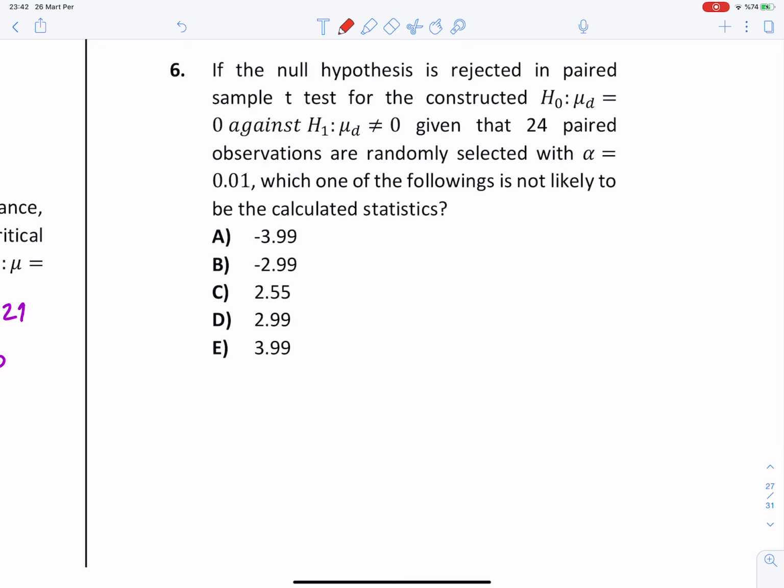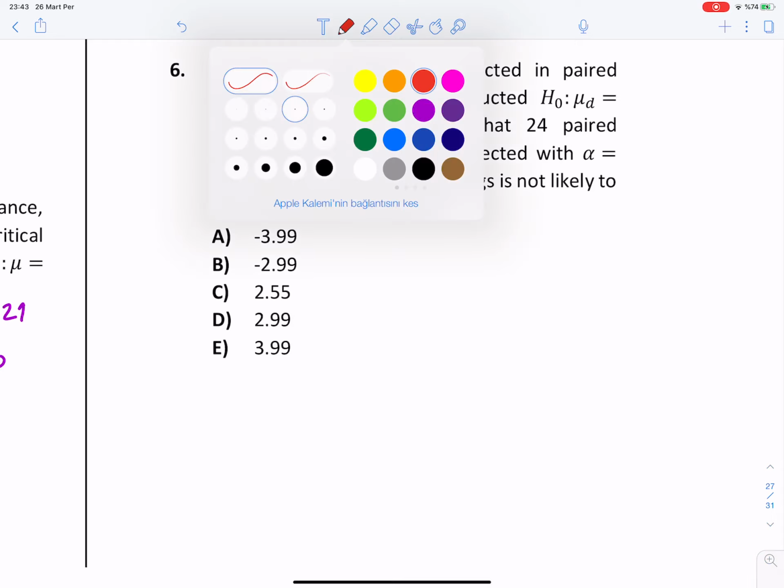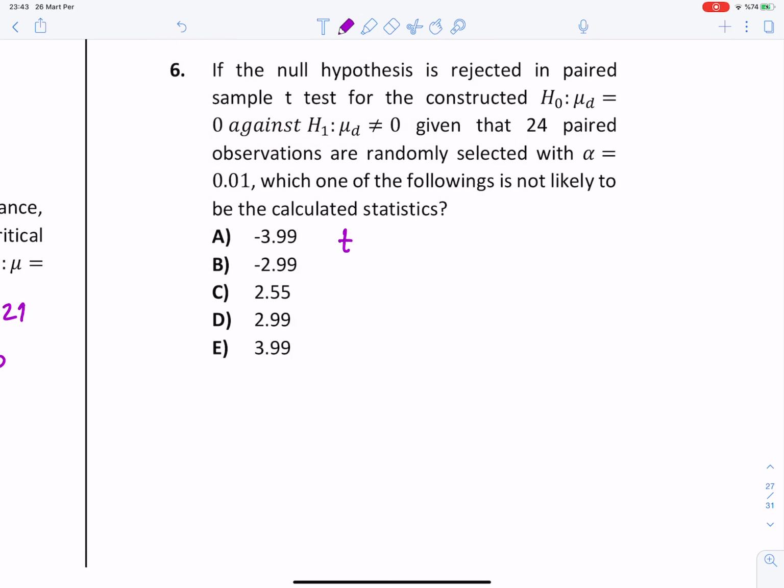Let's get the critical value first. So for the paired sample t-test, remember the critical value, I'm gonna use a different color. This one, t critical equals t with n minus 1 degrees of freedom and the alpha level, and since it is double-sided, this is alpha divided by 2. I know that this is going to be t 23, 0.025. Let's get this value from the table.